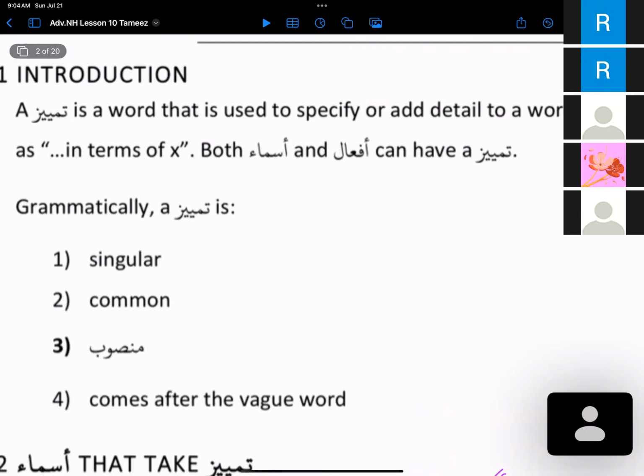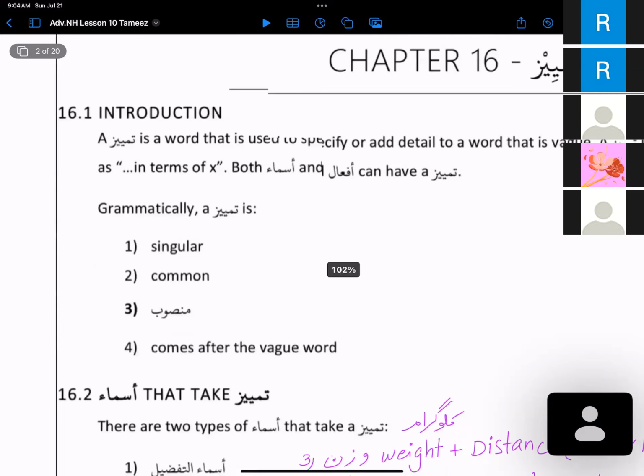Grammatically, tamyiz is singular, common, mansub, and comes after a vague word. So we need to remember these four things, right? It is going to be singular, it is going to be common, it is going to be mansub, and we're going to find it after some vague word. So let's see with the example.